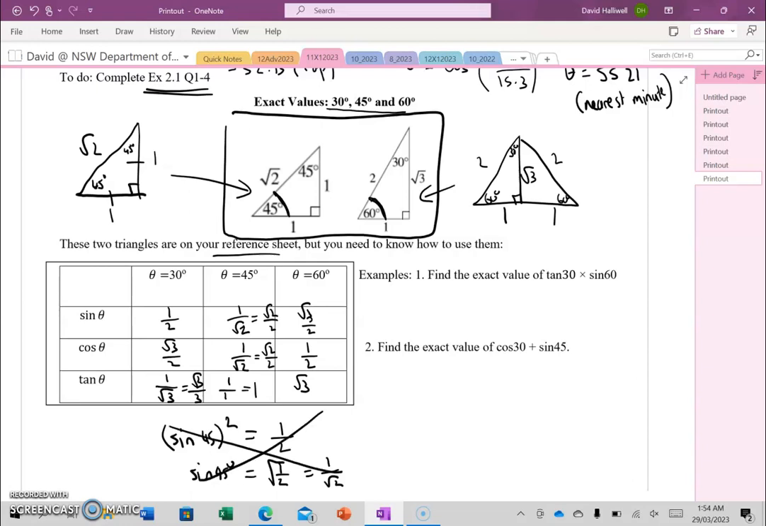Just either memorize these 9 values in the table or just quickly work them out from the two triangles and be able to quickly draw the two triangles. You use them so often you'll get used to them. And in these questions just quickly draw in the degree symbol. Let's do these. Find the exact value, which means leave it in surd form, of tan 30 times tan 60. So tan 30 is 1 on root 3.